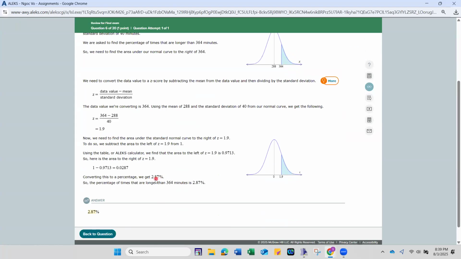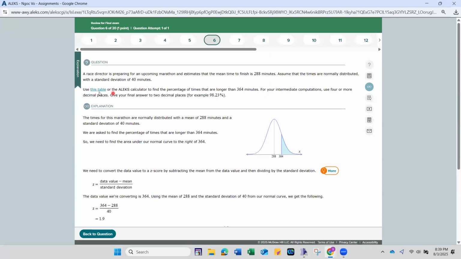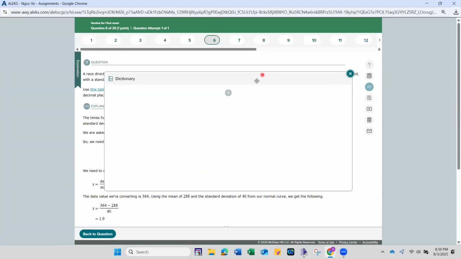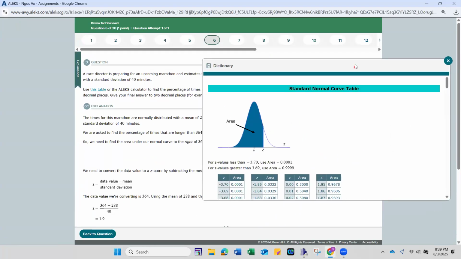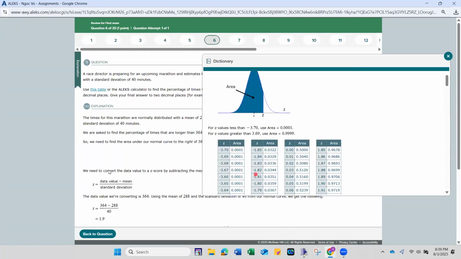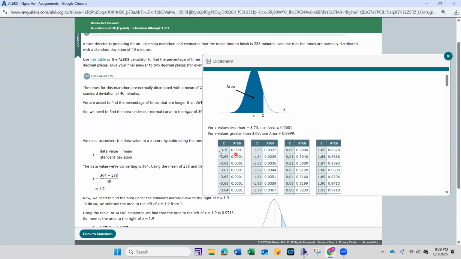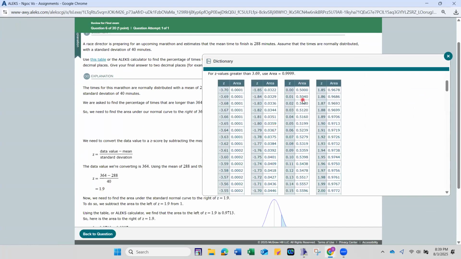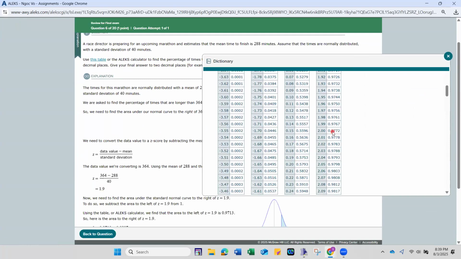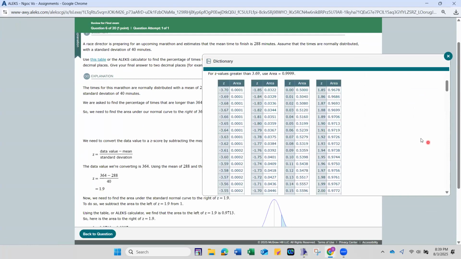Okay, now let's use the table, which you can see right here in this link. But remember that the table gives you only the left side area. So when I look for the number 1.9 on a Z table, which you can find here, this is the 1.9 left side area, 0.9713.